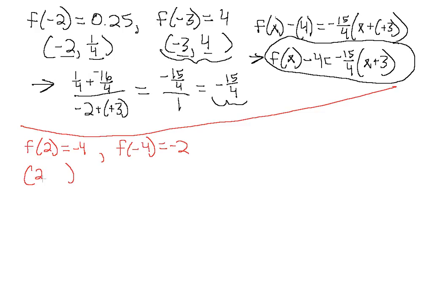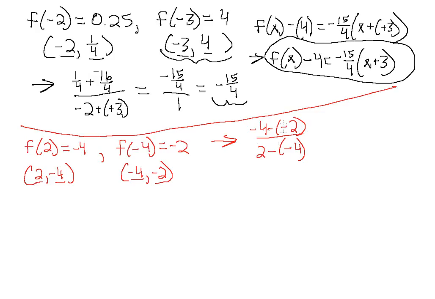Okay, let's go ahead and identify our 2 points. We have x equals 2, f of x equals minus 4, and we have x equals minus 4 for our second point, and f of minus 4 is minus 2. So let's go ahead and plug these into our slope formula. We have minus 4 minus a negative 2, divided by 2 minus a negative 4.